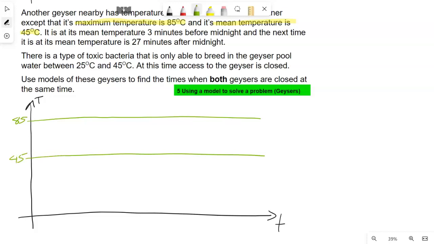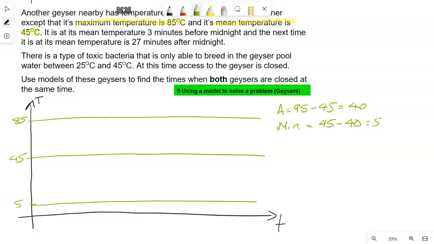So obviously that means the amplitude is just 85 minus 45, which is 40. That's nice and simple. And so therefore now we can easily find the minimum, right? It's just the middle there, 45 minus 40. So it's 5 degrees. So it's just down there. So slightly different than the last one, isn't it?